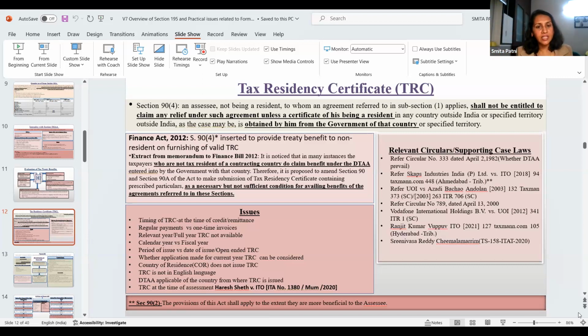Now, DTAA is available. We have to see that the DTAA will only be applicable if the TRC is issued.